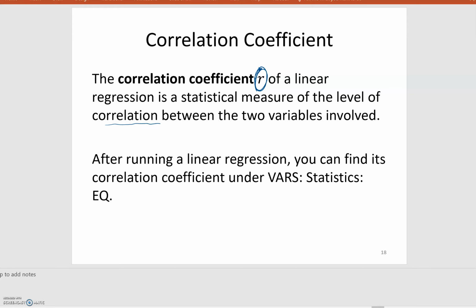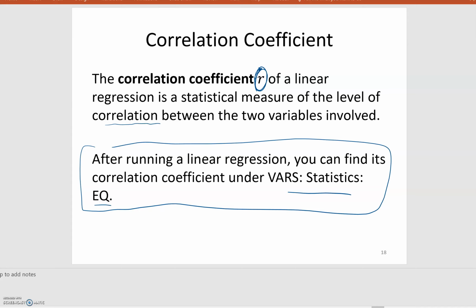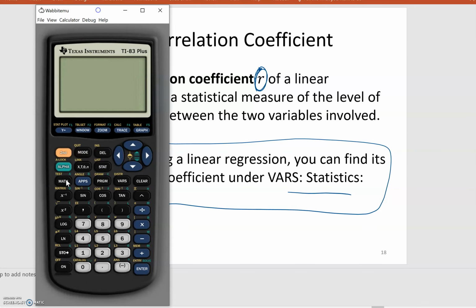Now, where is it? Well, right here is its location in the calculator. So you go to VARS, statistics, EQ. Let me show you. So assuming that we have a function entered with data and so forth, we would go to VARS. Number 5 is statistics, and then you scroll over to EQ. And notice under EQ, you've got a bunch of letters here. The one that we're particularly interested in right now is number 7, that's R.